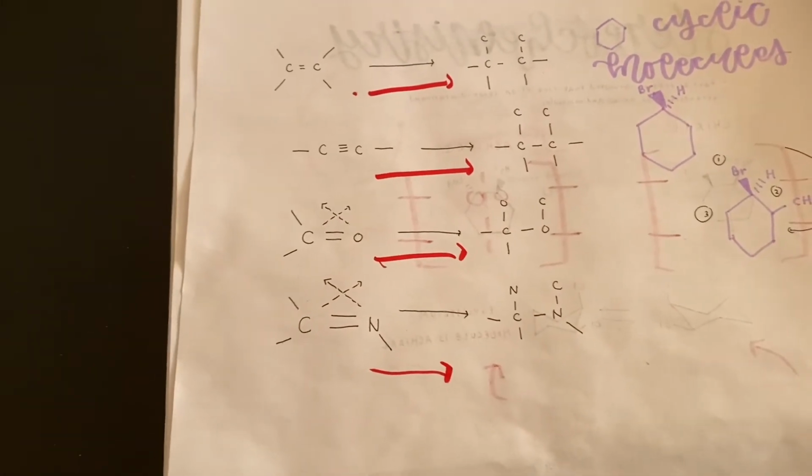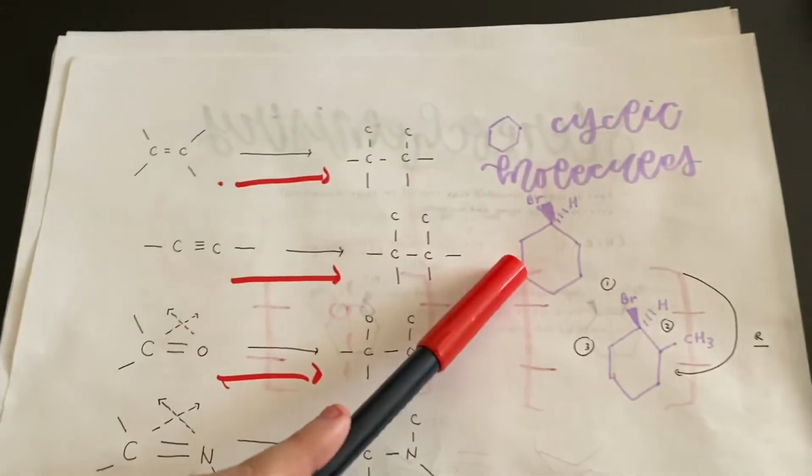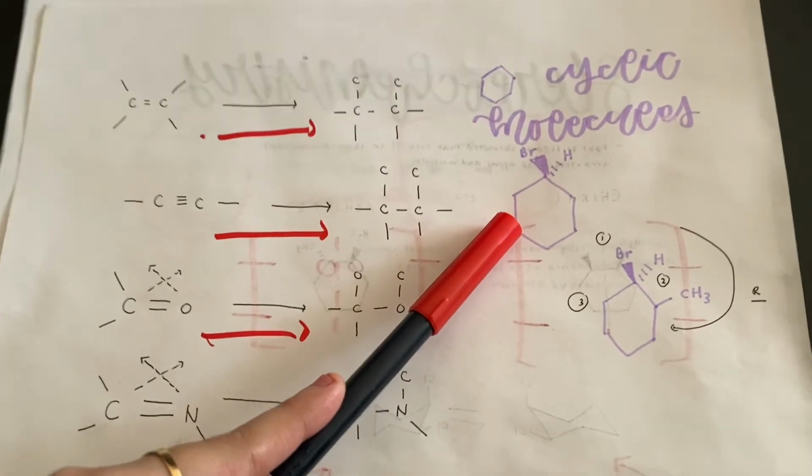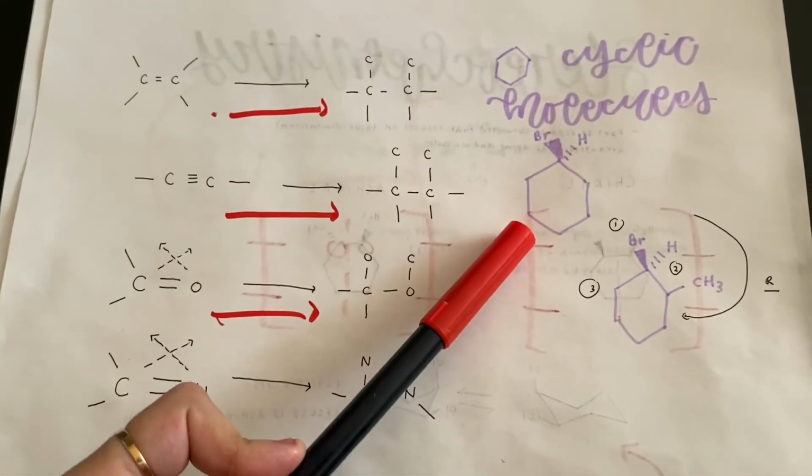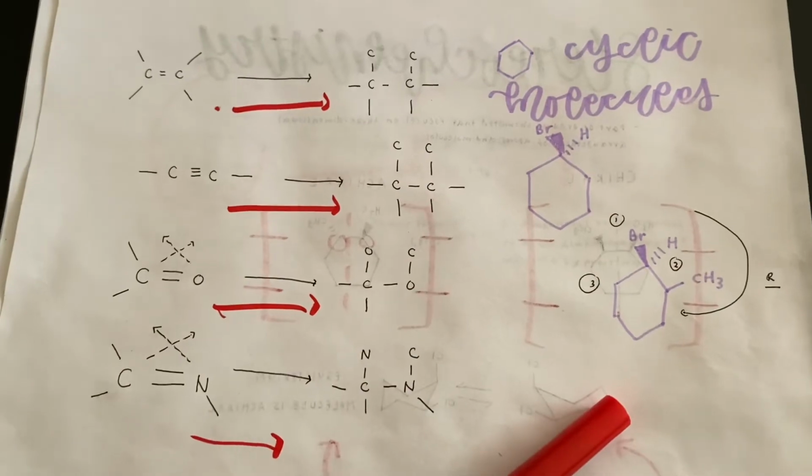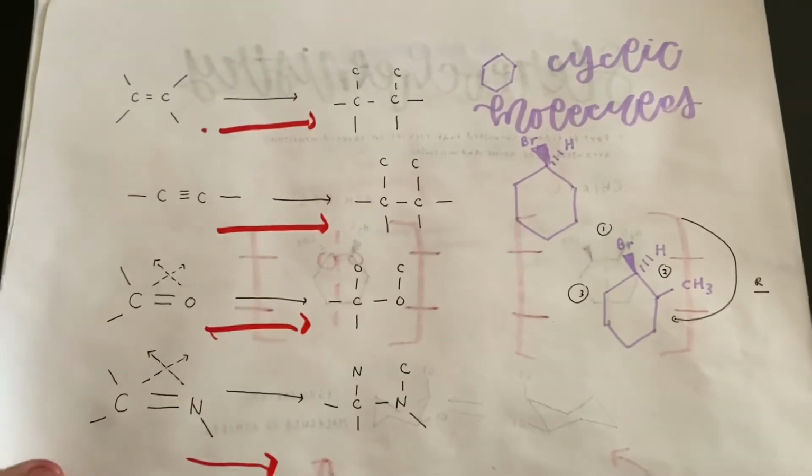Now, let's take a look here. Cyclic molecules and chiral centers. So here there are no chiral centers present. Here a chiral center is present with the R configuration.